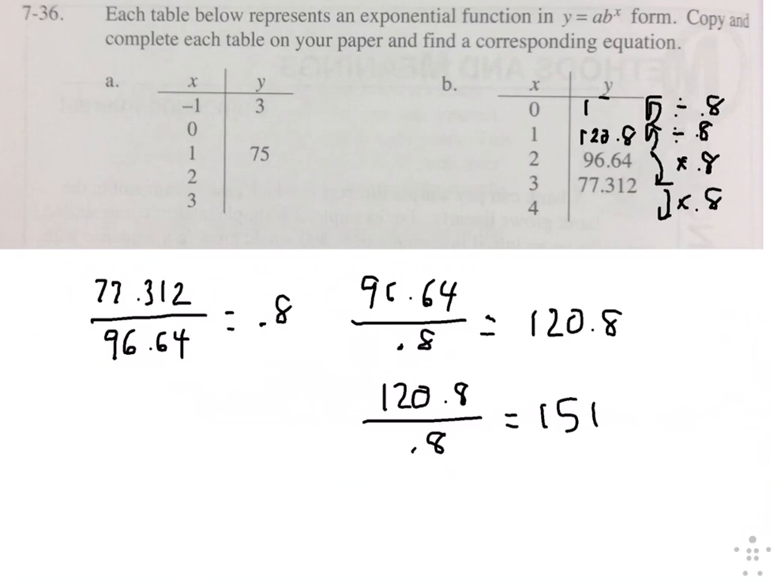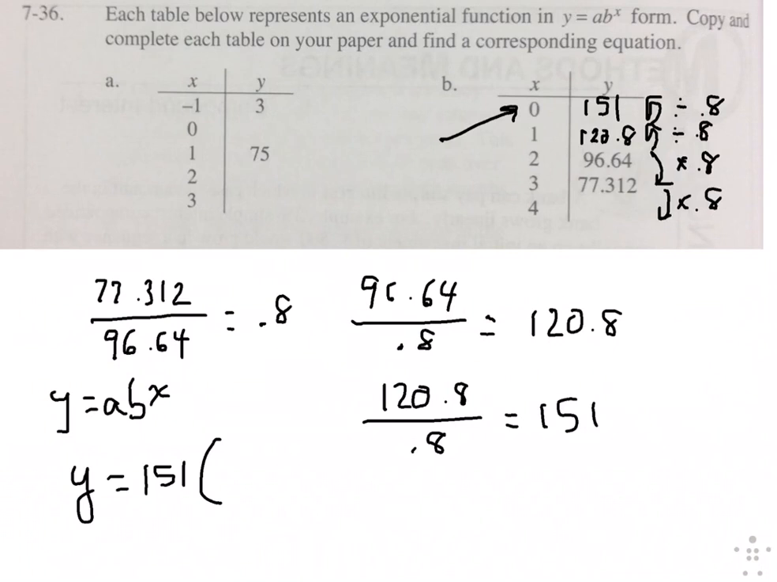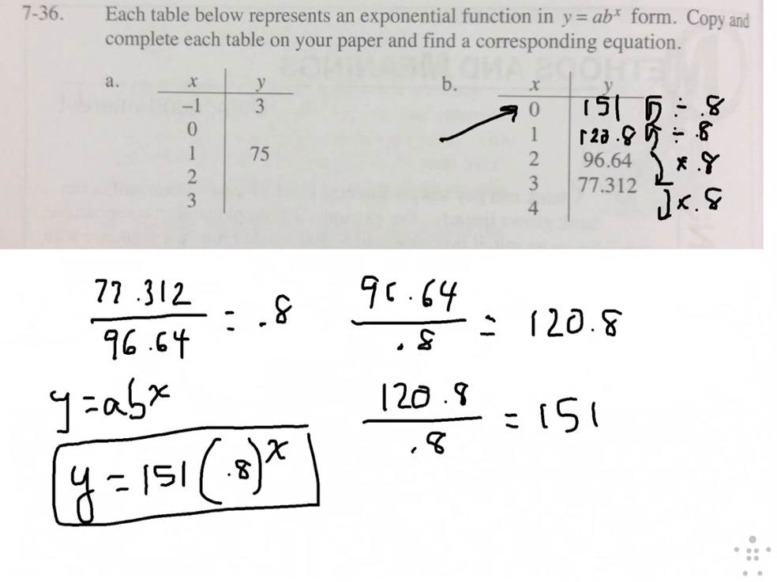So this is 151. Remember, in the form y equals ab to the x, the a is the 0th element, which is 151, and the b is the multiplier. So we write y equals a, which is 151, times b, which is the multiplier, 0.8, to the x power. And again, if this were on a test, we would then substitute in some values and make sure we get the correct values of y.